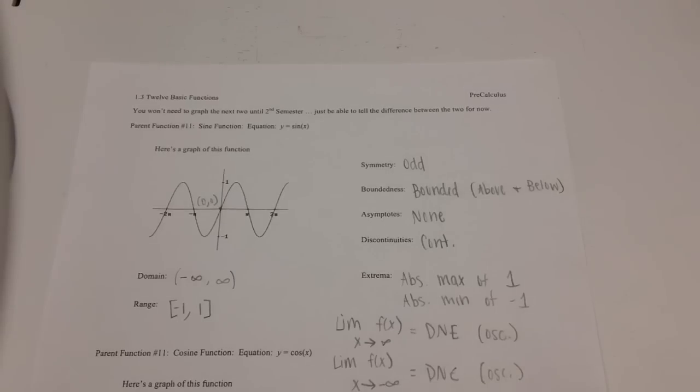The parent function of the sine function is f of x equals the sine of x. The graph passes through the origin. The domain is all real numbers, and the range is -1 to 1. The symmetry is odd, and it is bounded above and below. There are no asymptotes and the function is continuous. There's an absolute max of 1 and an absolute min of -1. The limit of the function as x approaches infinity does not exist because it's oscillating, and the limit of the function as x approaches negative infinity is the same.